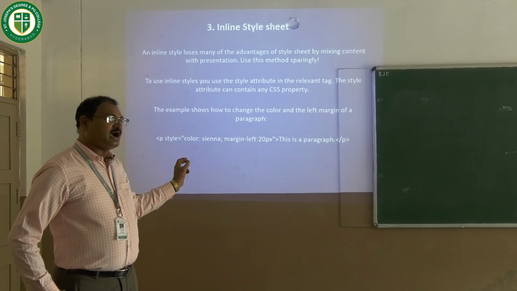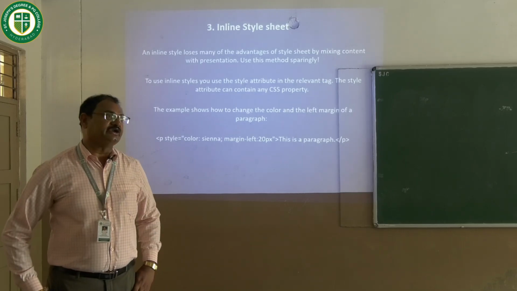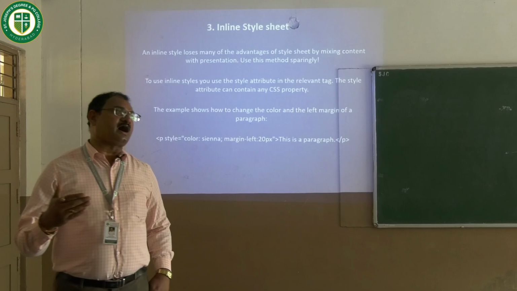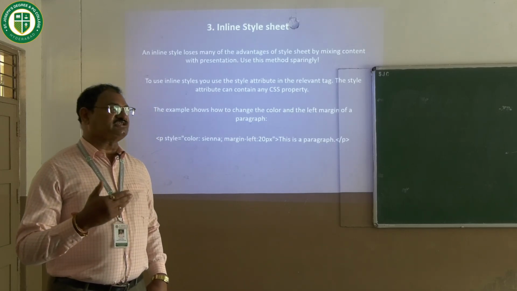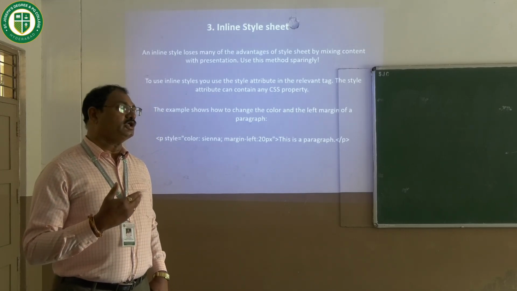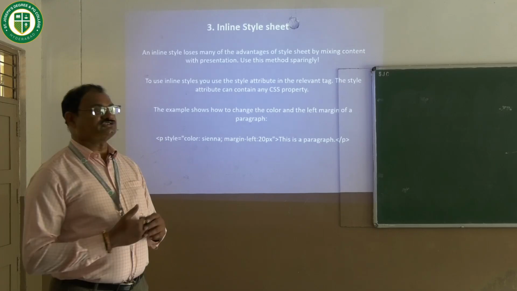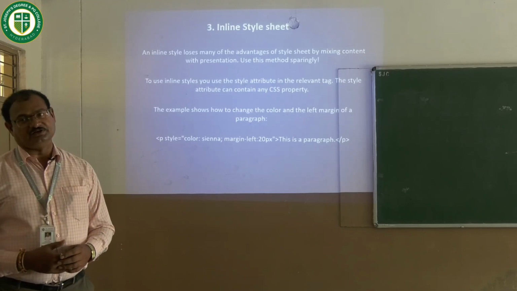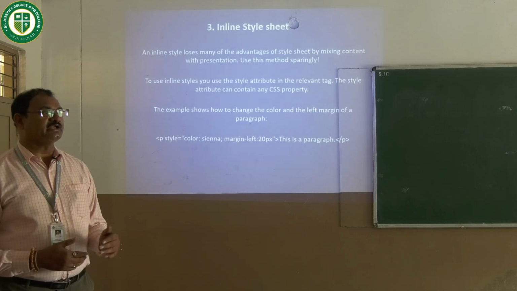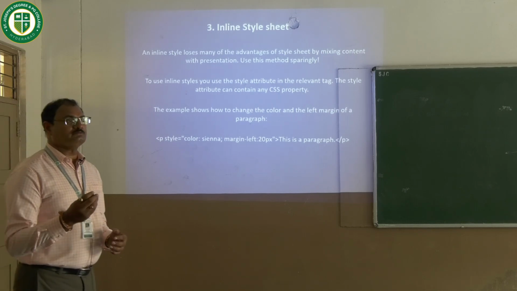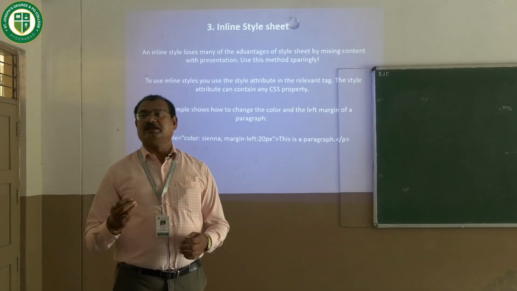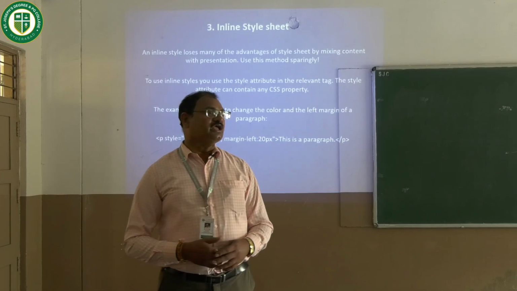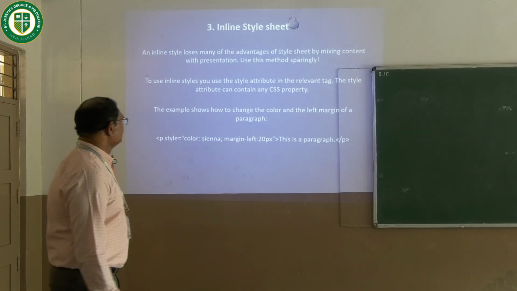These rules will be applied to the content. The content is what? This is a paragraph. It is content surrounded by a P element with a style attribute, and the rules are that the color of the text should be cyan, and margin left should be 20 pixels. So when you use the inline style sheet, if you want to give styling rules for individual elements or specific elements in the HTML document, in such cases I am going to use the inline style sheet.